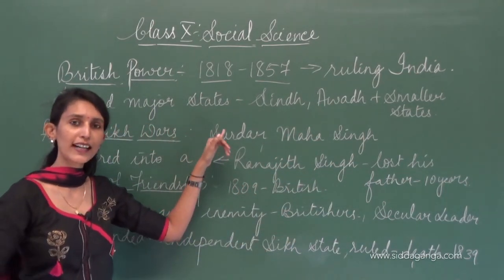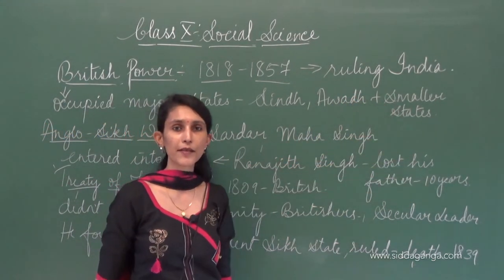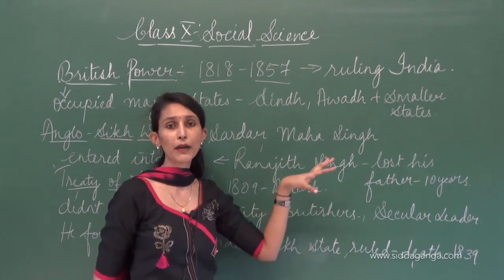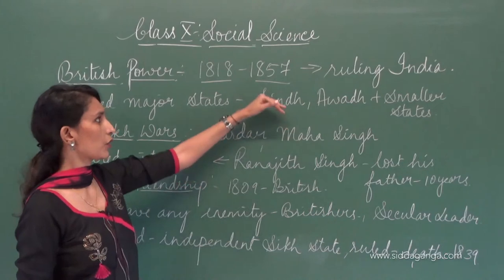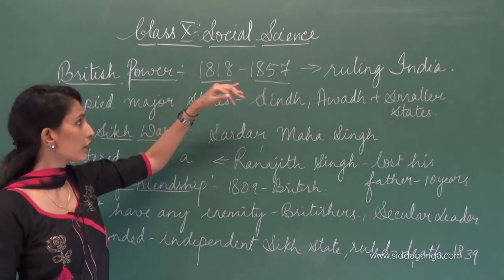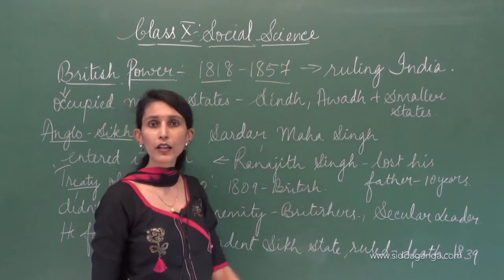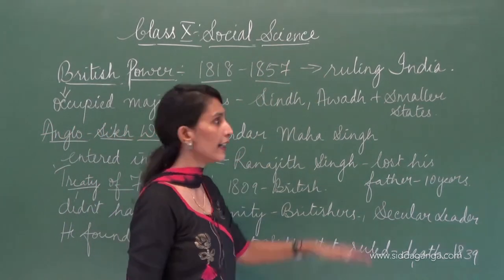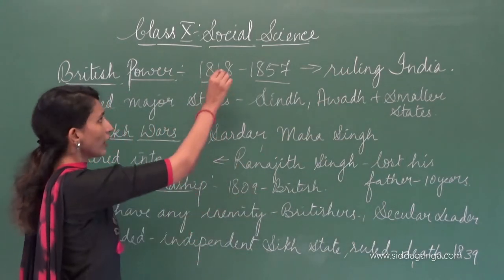Now that the British had conquered the Maratha kingdom, they also wanted to go to the northern part. They wanted to conquer Punjab and other places, and that's what led to the Anglo-Sikh War. The British started ruling around 1818 and continued till 1857, the first war of independence that India had. They were ruling India. I hope you got that much.